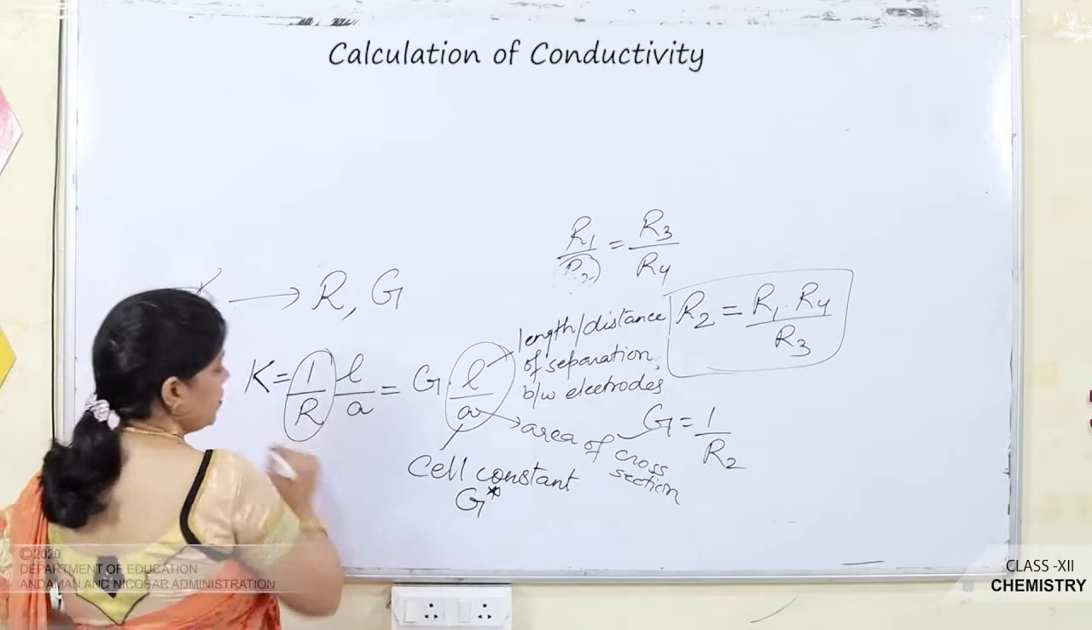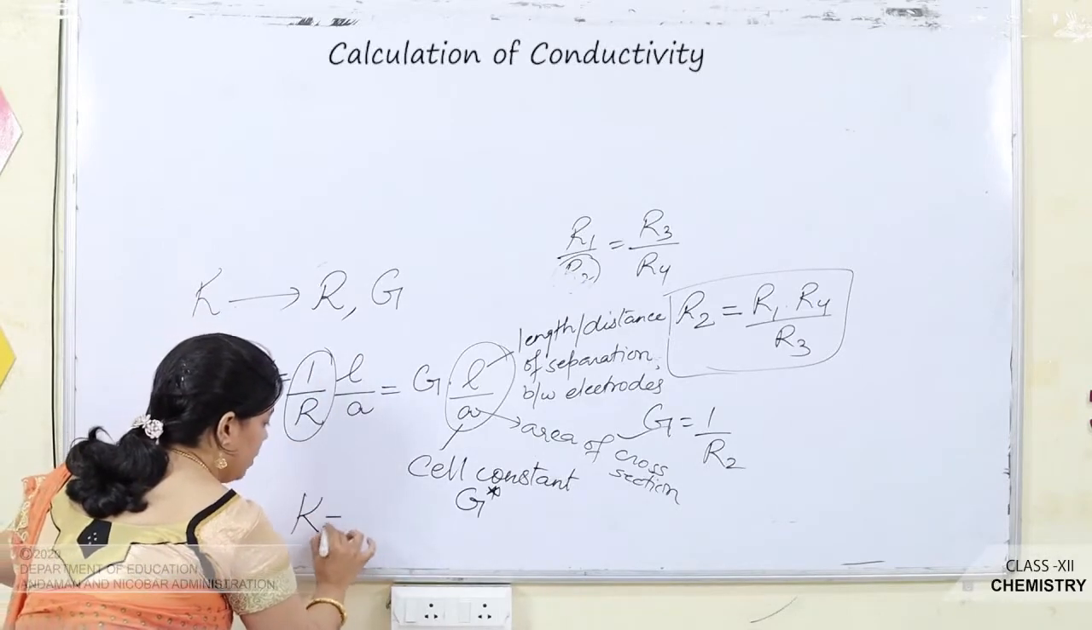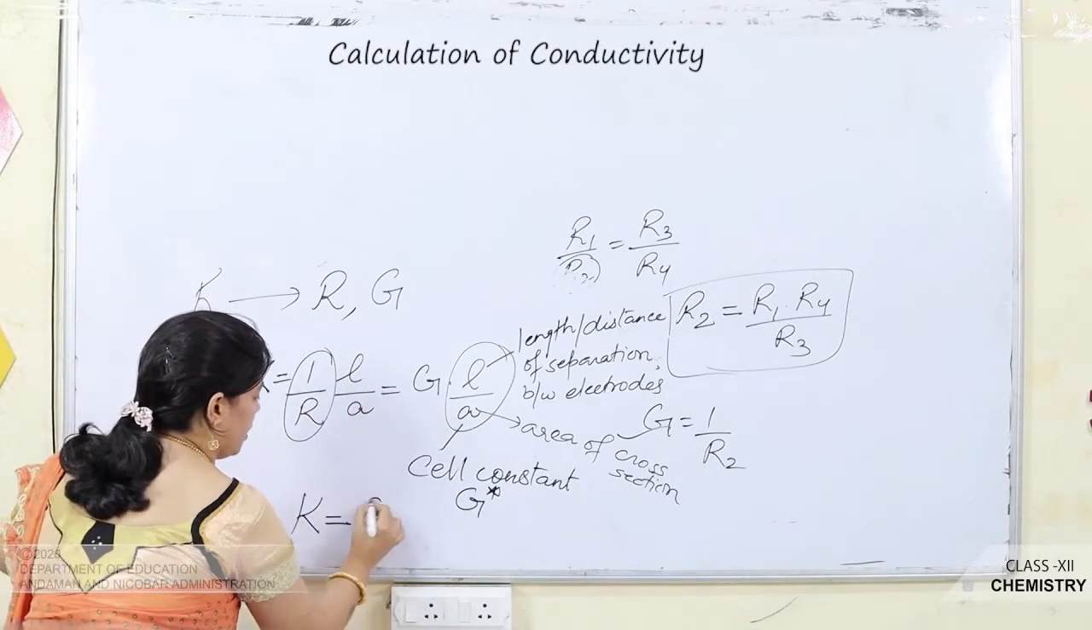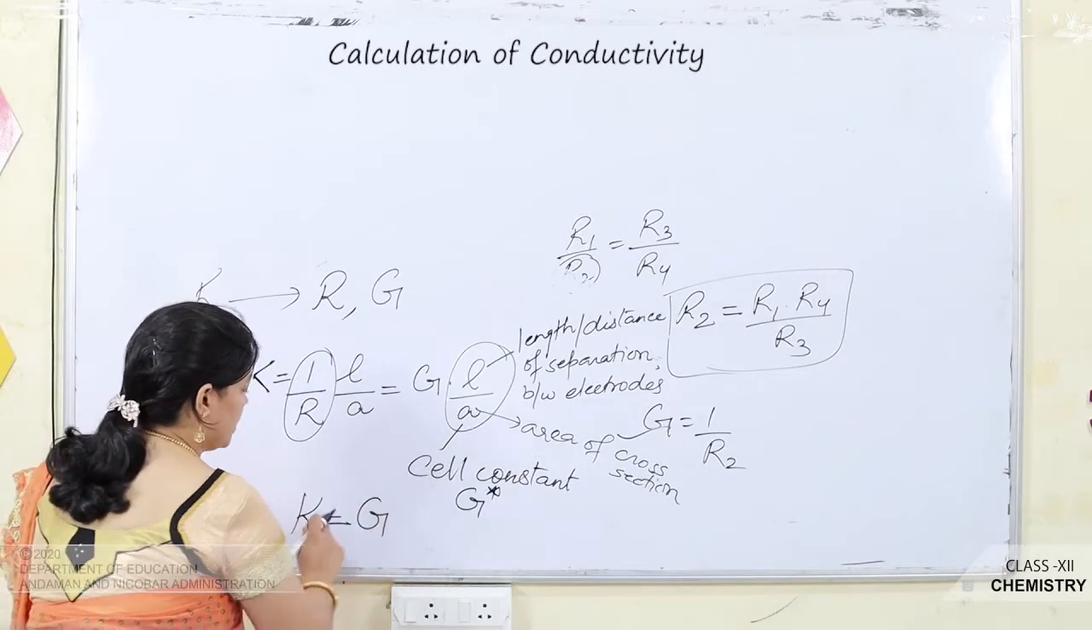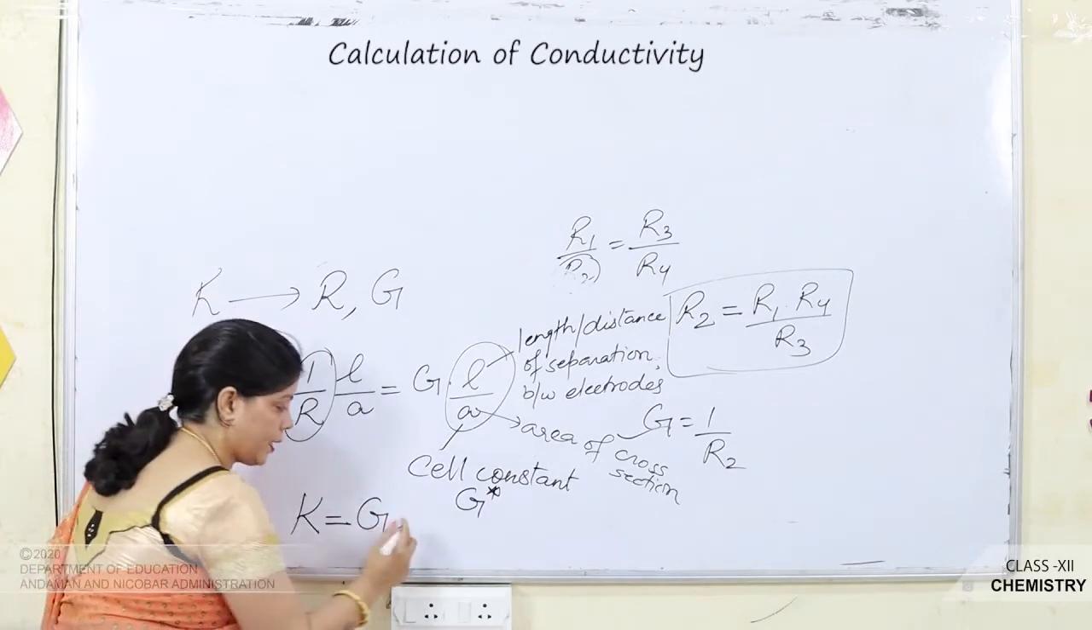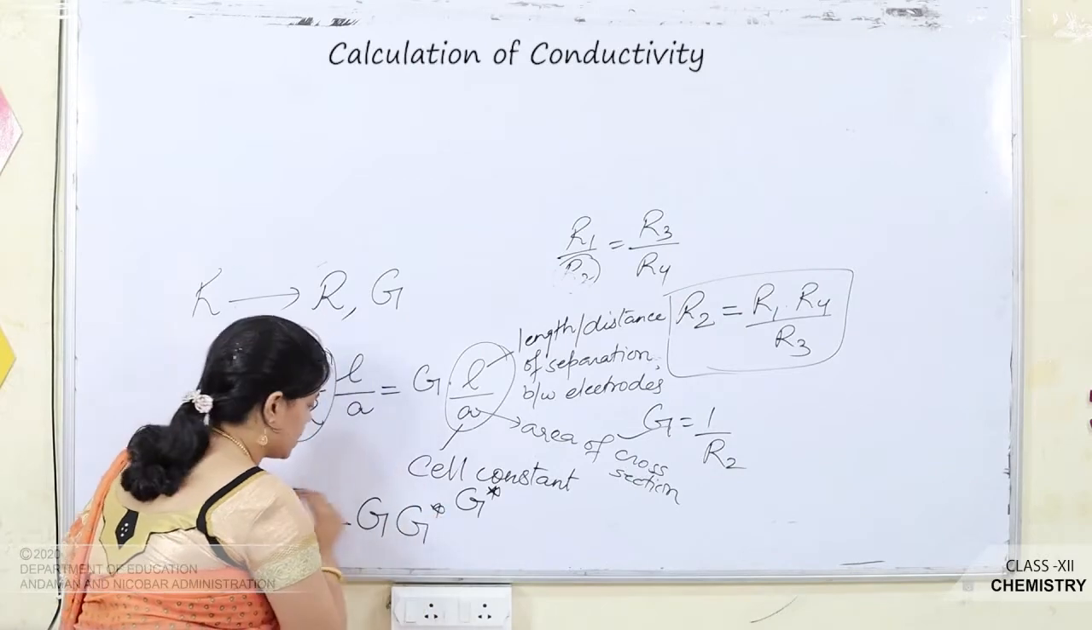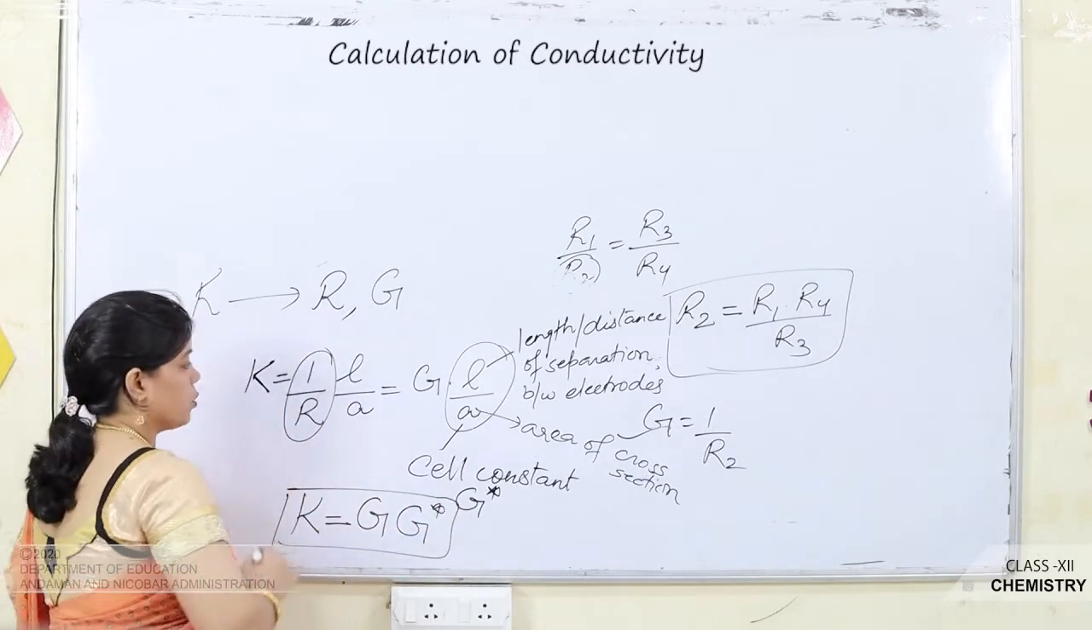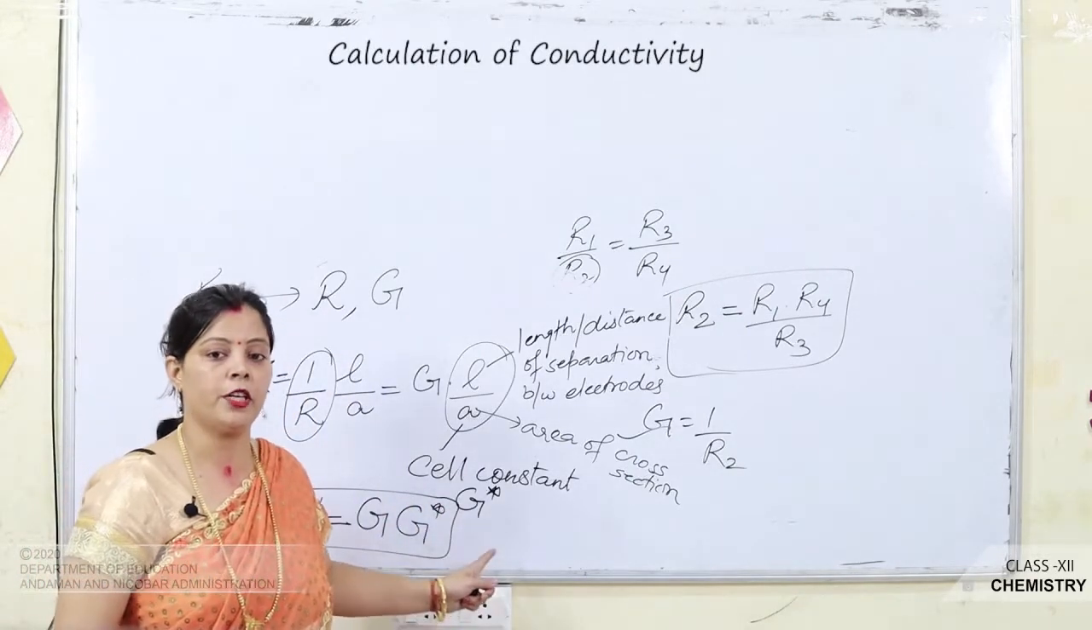So the relation between the conductivity and the conductance is expressed in another form: the conductivity is equal to conductance into cell constant. Okay, students. So these are the important relations, important formulas.